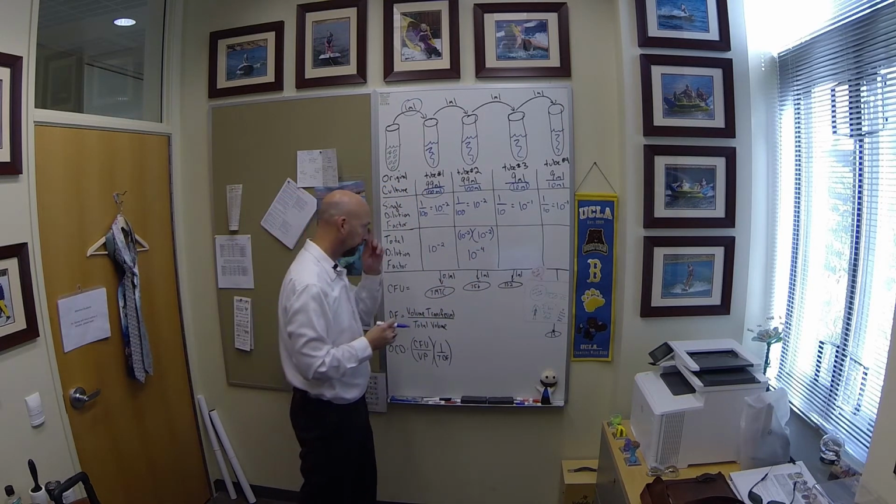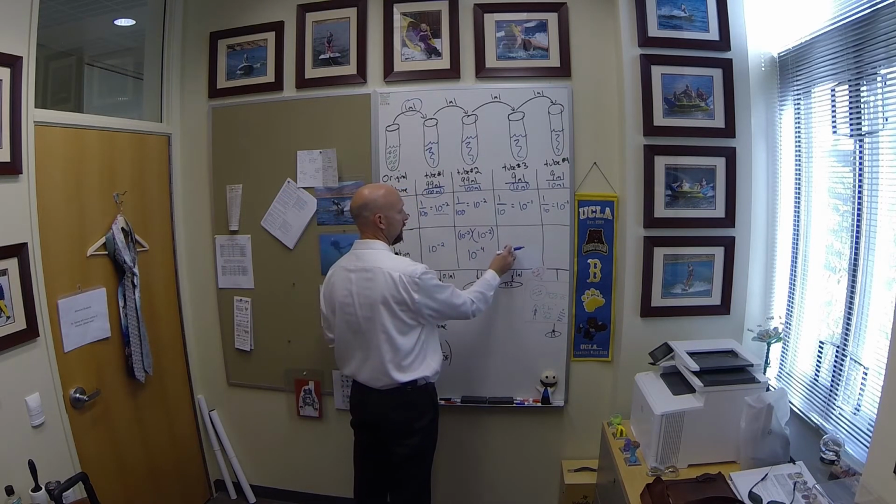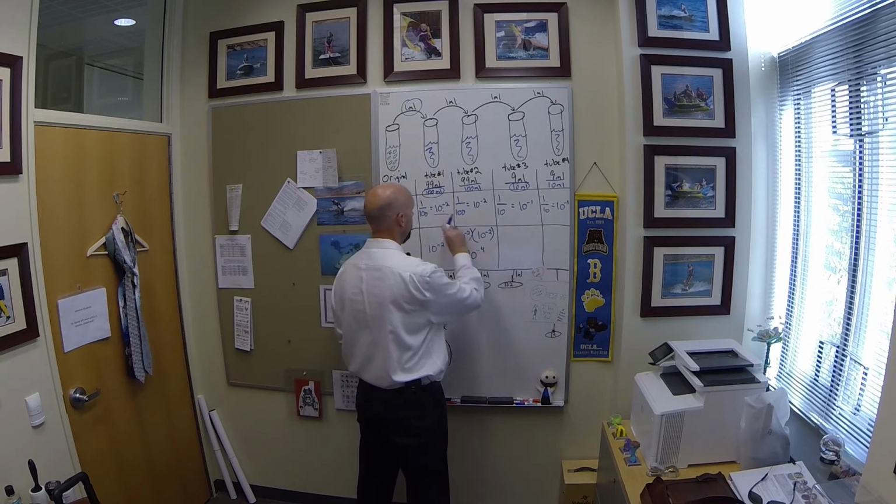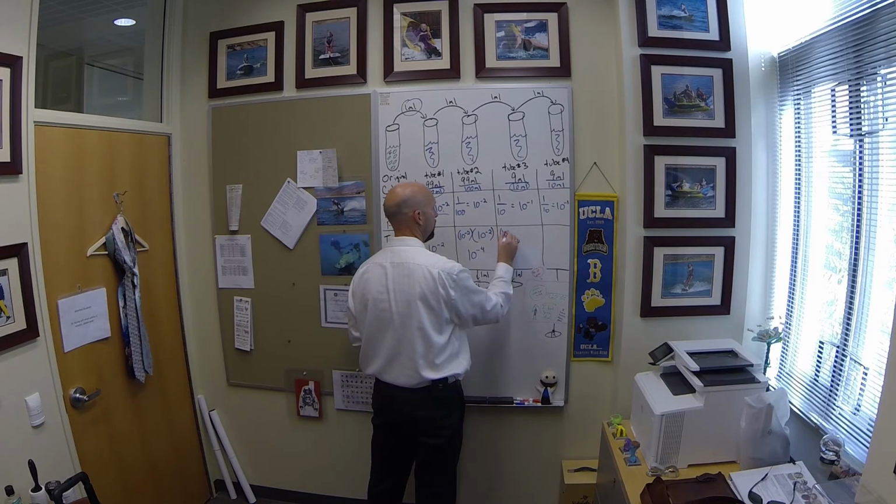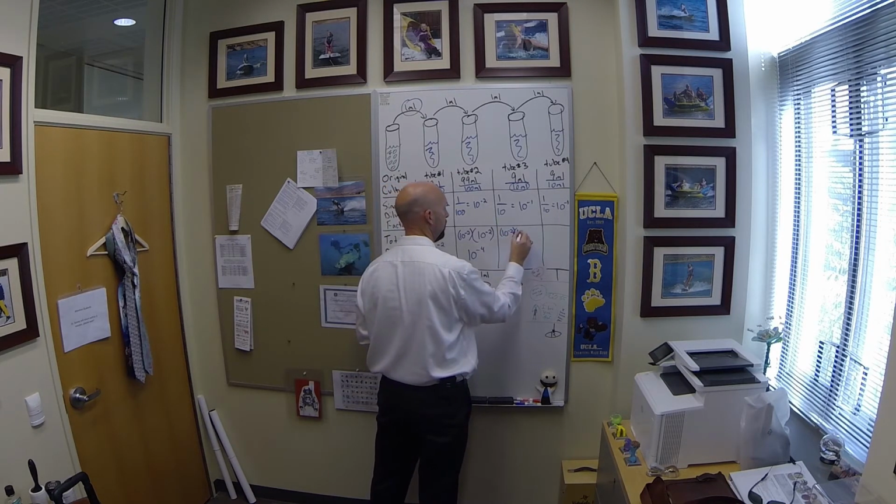And then what's the total dilution factor here? Well, you multiply the dilution factors at each step: 10 to the minus 2 times 10 to the minus 2 times 10 to the minus 1.